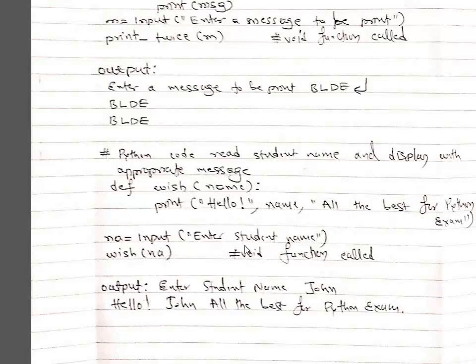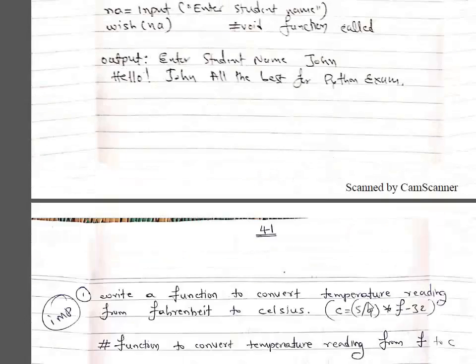I am calling here, enter student name. If I enter here John, John will be stored in NA. When I pass it here, I get the result like this. Enter student name as John. Hello John. All the best for Python examination. This is what all about today's class.